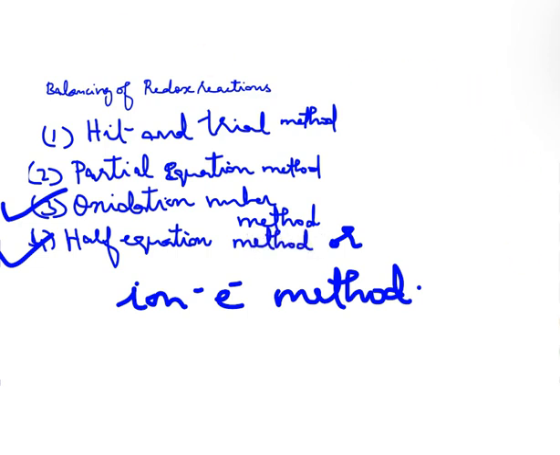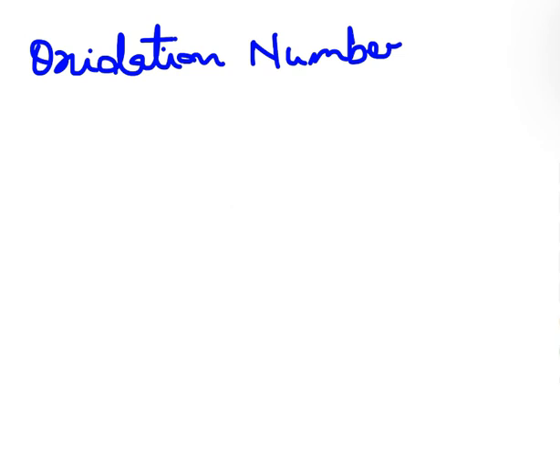Shall we take a look at it? The oxidation number method. So there are 5 steps. This is a 5-step approach which we can write down by writing the skeleton equation, skeleton ionic equation.